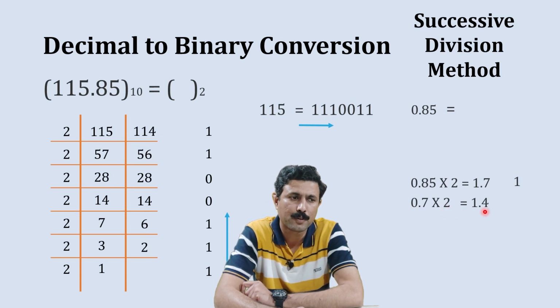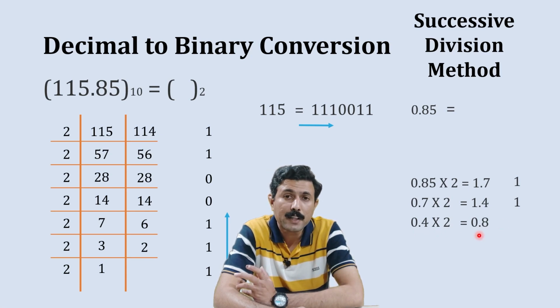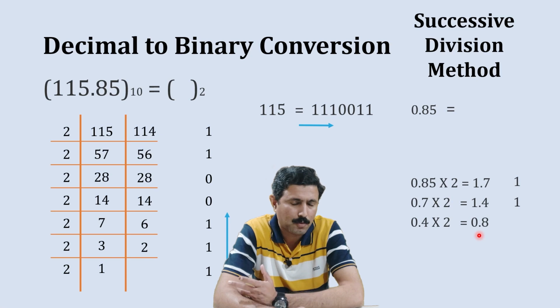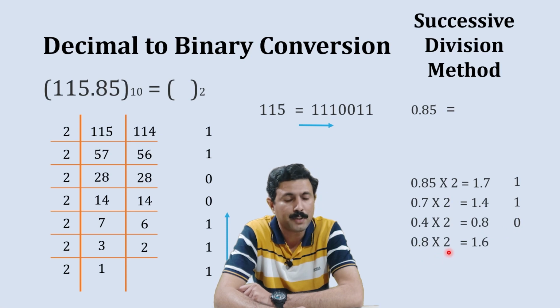It is 1.4. Again take 1 from here, right? So 0.4 remains. When you multiply 0.4 by 2, it gives us 0.8. When you take 0 from 0.8, only 0.8 remains. So again write 0 here and multiply 0.8 by 2. It gives us 1.6. So take 1, and in this manner you should proceed.